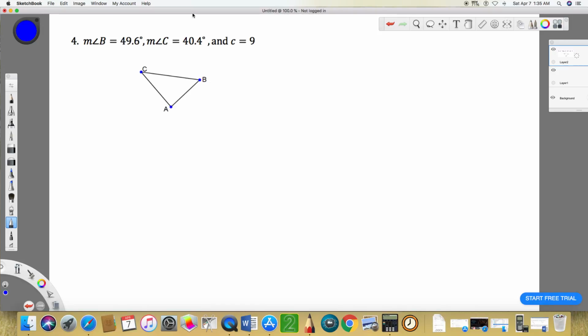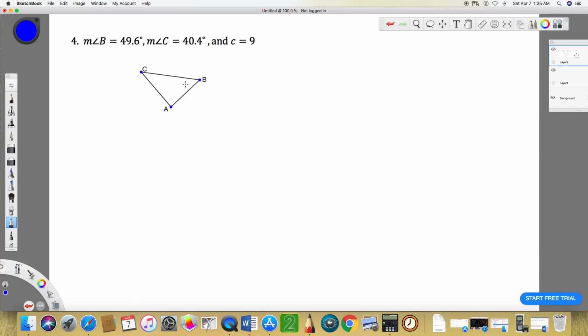Let's take a look here at number 4. We want to solve this triangle, which means that we want to give 6 pieces of information. We want to give the measurement of the 3 angles and the length of the 3 sides, and they always do half of the work for us. They'll give us half of that information.